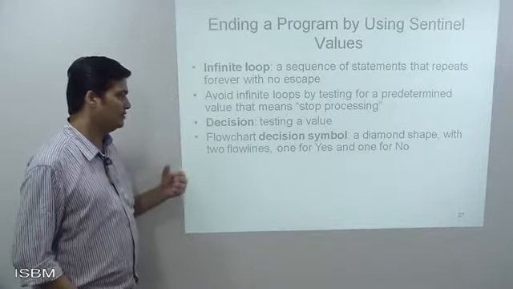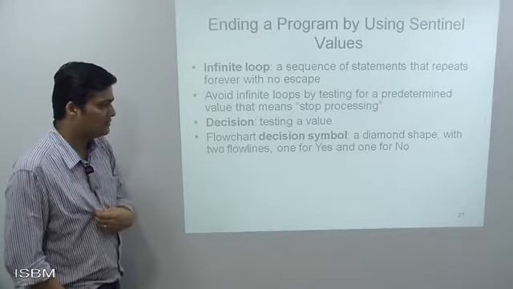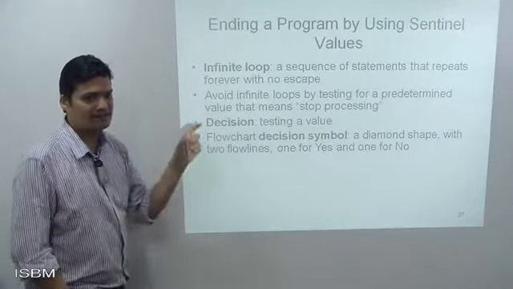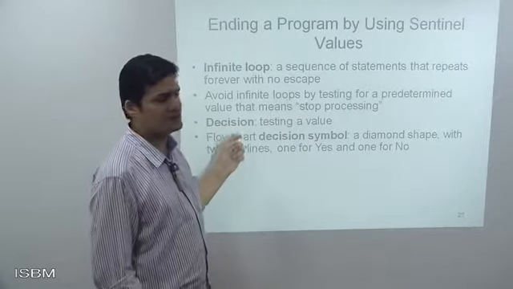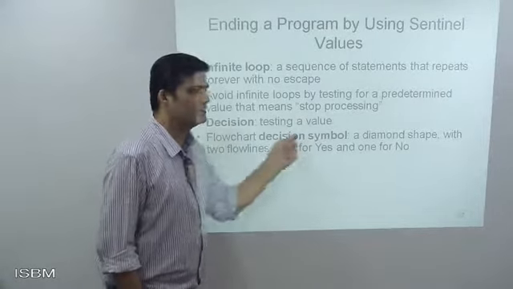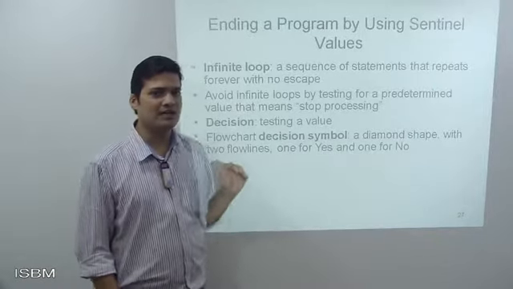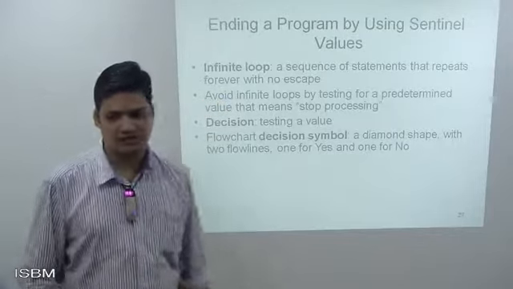Decision: testing a value. A flowchart decision symbol is a diamond shape with two flow lines, one for yes and one for no. So you know a decision is like a diamond. It tests a value, with one way for yes and one for no. Which way you go in a flowchart depends on yes or no.